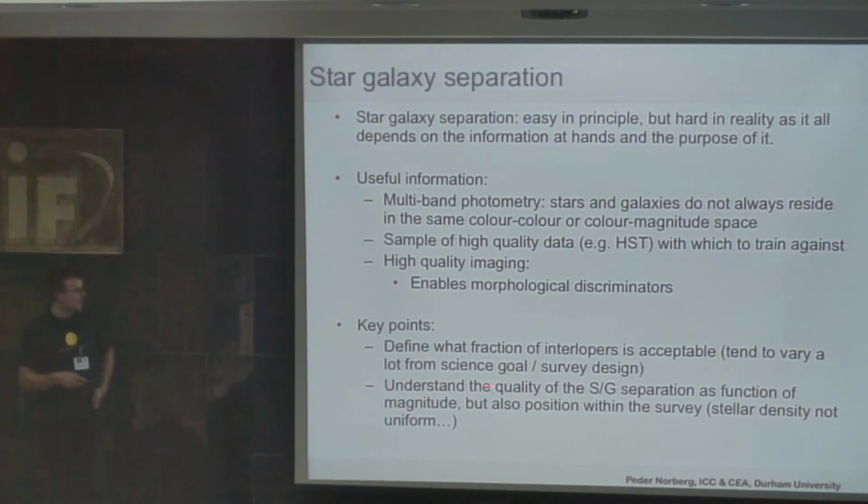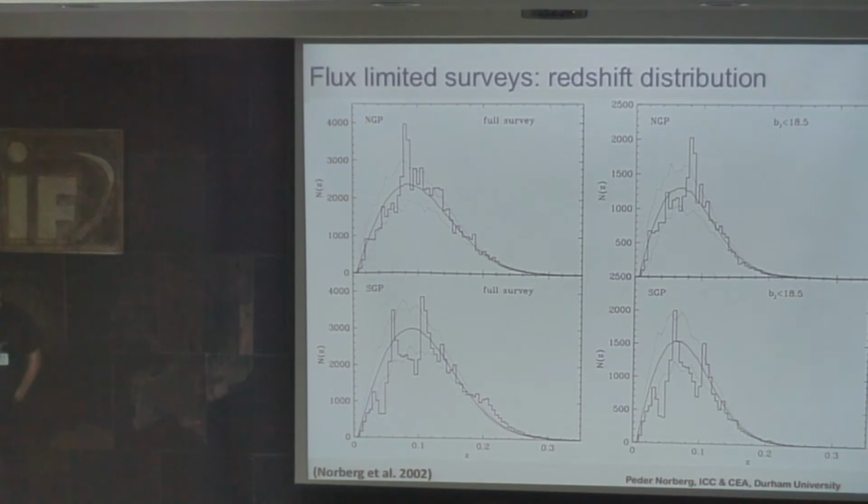And understand the quality of star-galaxy separation as a function of magnitude, but also position within the survey. Stellar density is not uniform. In high precision measurements, you will suddenly realize, hang on a minute, I start observing more stars here. Why? Is that due to the fact that there are more stars, or is it due to the fact that my star-galaxy separation is less good? I should deal with it. That can have statistical or systematic influences on your results, and this is something people in the BOSS community are definitely working a lot with, mapping out and modeling.